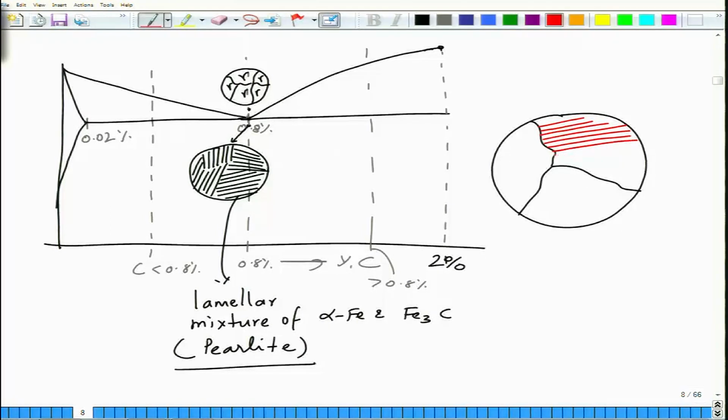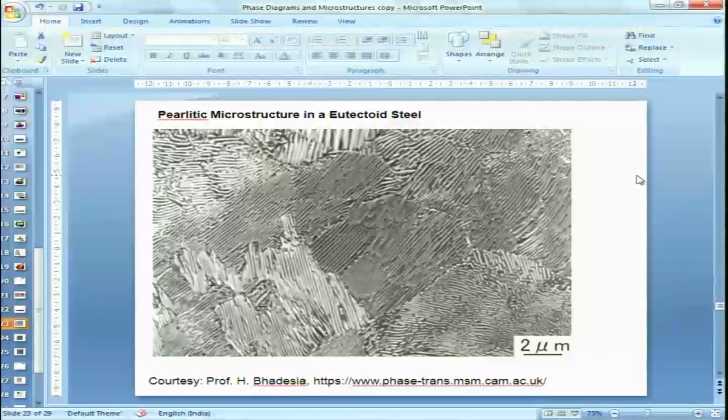And they grow quite fast. Since they grow quite fast, there is not much growth. As a result, the feature size is fairly small. So if you go to the micrograph, you can see the length of these. This is nearly a 2 micron marker. So this is roughly a 10 micron by 10 micron area.